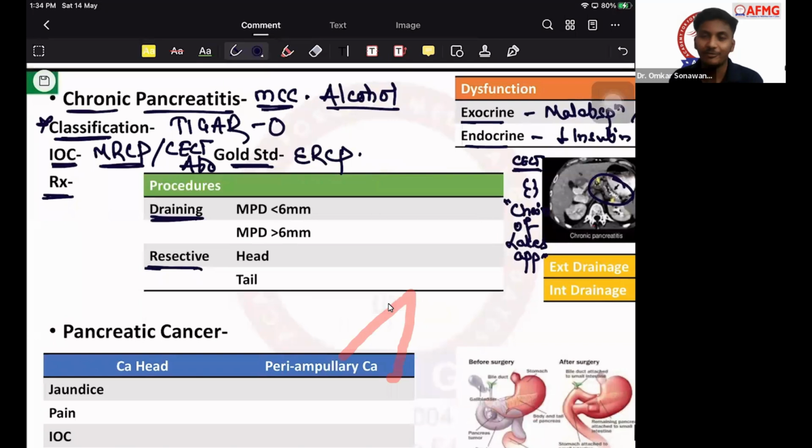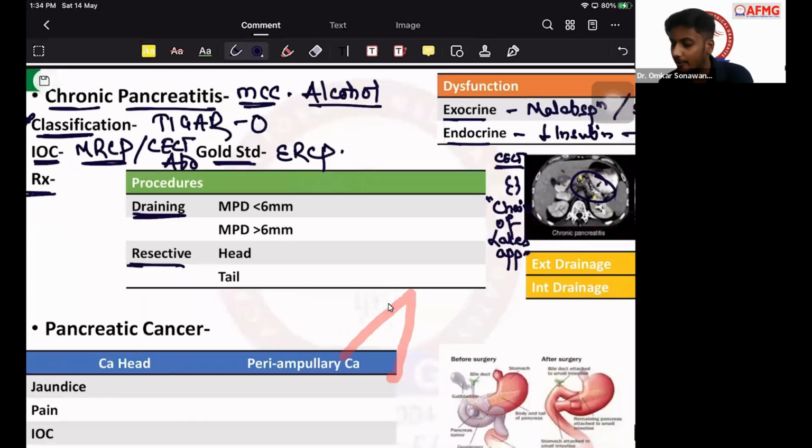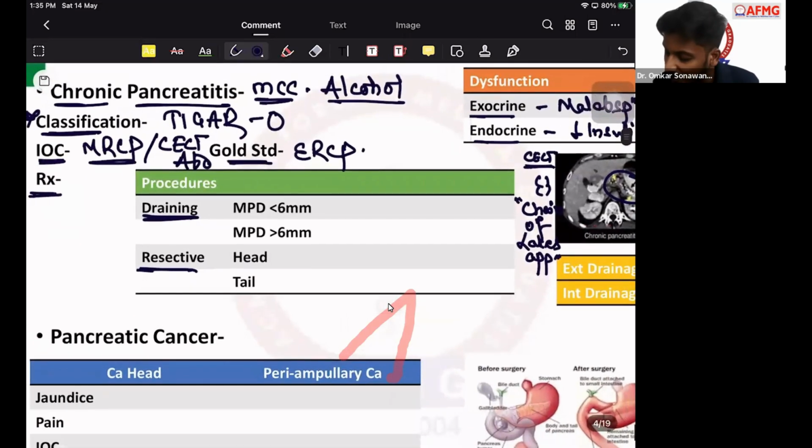Then if I talk about the treatment of chronic pancreatitis, there can be a draining procedure or it can be a resective procedure. A draining procedure is usually done when there is accumulation of fluid or an abscess. If the main pancreatic duct is dilated less than 6 millimeter, then what should be done?